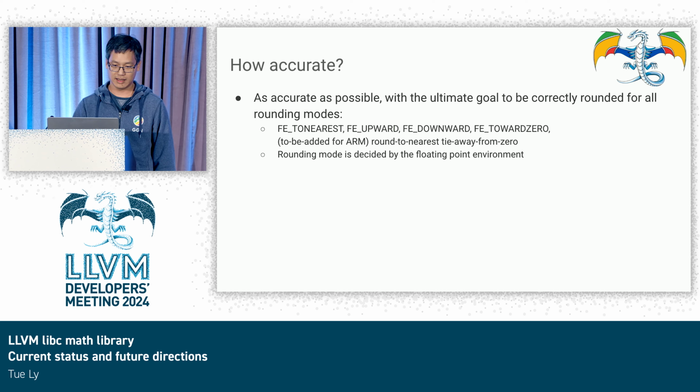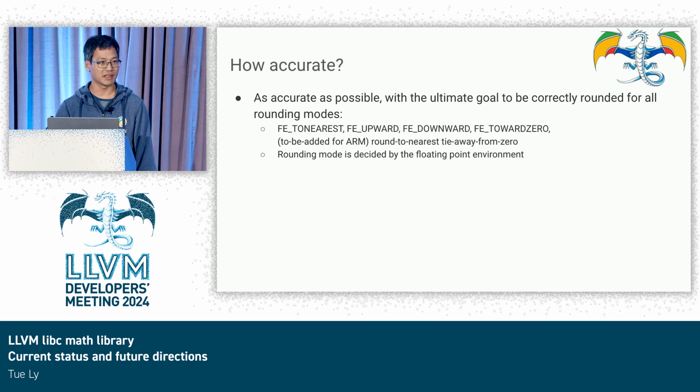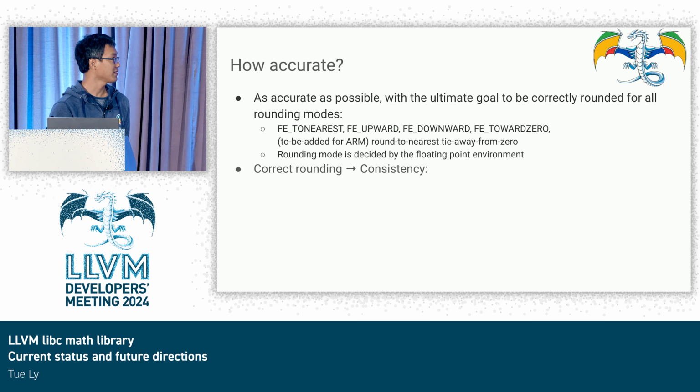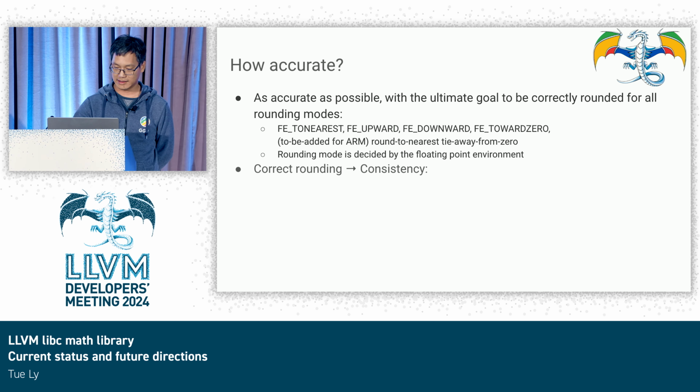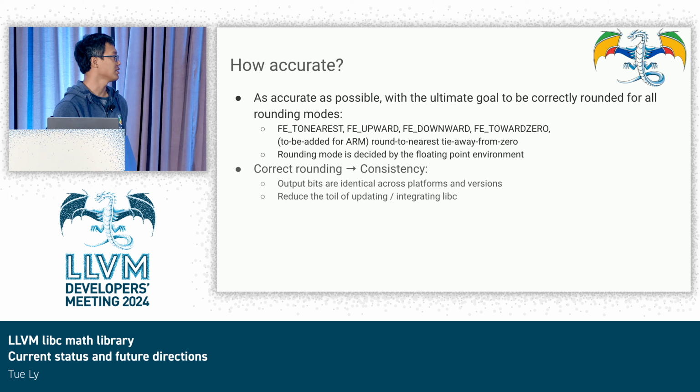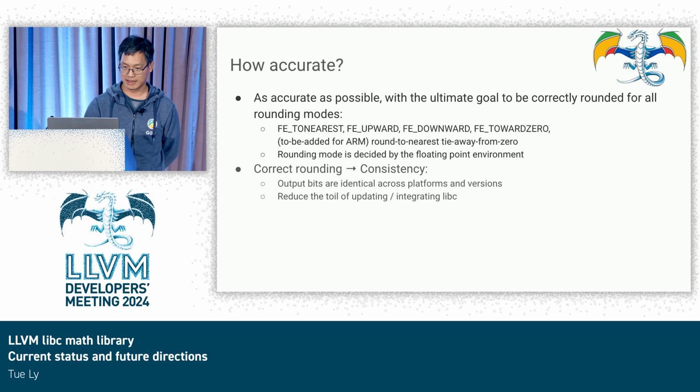Right now, we are doing what they call the dynamic rounding modes, where the rounding mode is specified by the floating point environment. But from the dynamic one, you can do the static rounding mode simply by enforcing the rounding mode at the beginning and at the end. One very big advantage of correctly rounded math functions is that it will imply consistency. This consistency will be across all the platforms, all the CPUs, all the OSes, and anything you can think of, and even the library functions. This will significantly reduce the toll of updating or integrating new libc or libm versions into your applications.